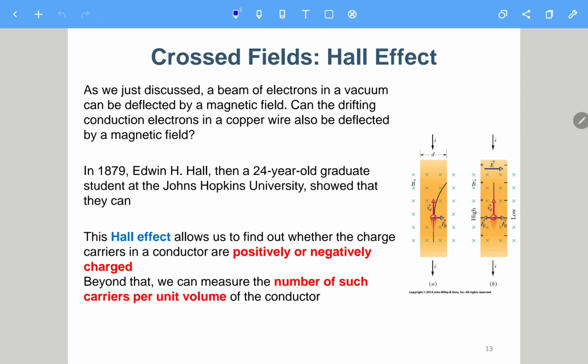Okay, so next, we also talk about a very important experiment, I would say, called the Hall effect experiment. It says that if a beam of electrons in a vacuum can be deflected by a magnetic field, can the drifting conduction electrons in a copper wire also be deflected by the magnetic field?